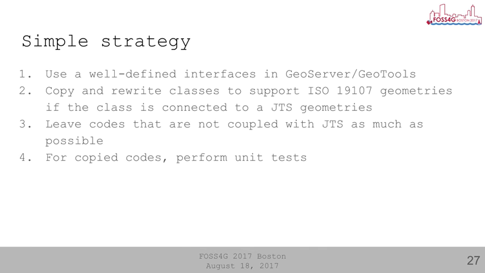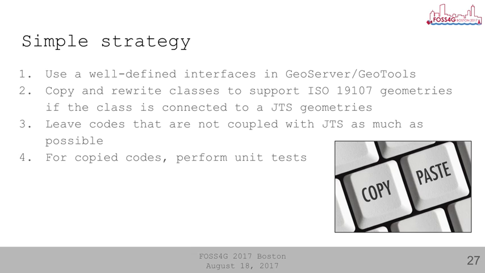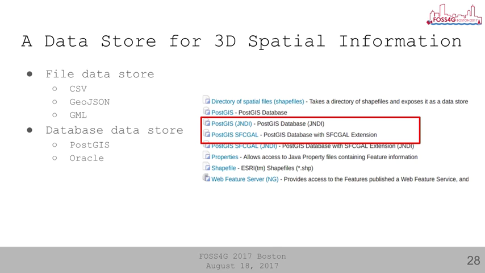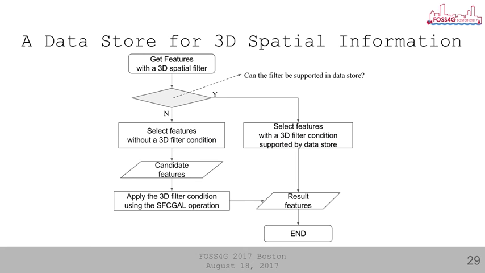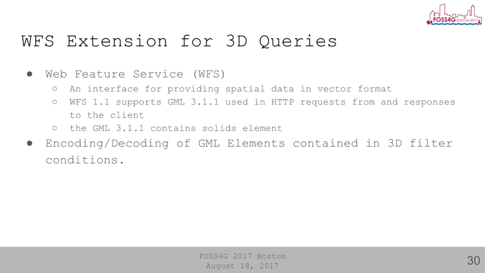And we leave code that is not coupled with JTS as much as possible. First, for copied code, we perform unit tests. It is a really simple strategy: Control C, Control V, and rewrite. From this strategy, we support 3 data stores and 2 database management systems (DBMS). So you can use it. I will skip this; it is really detailed.